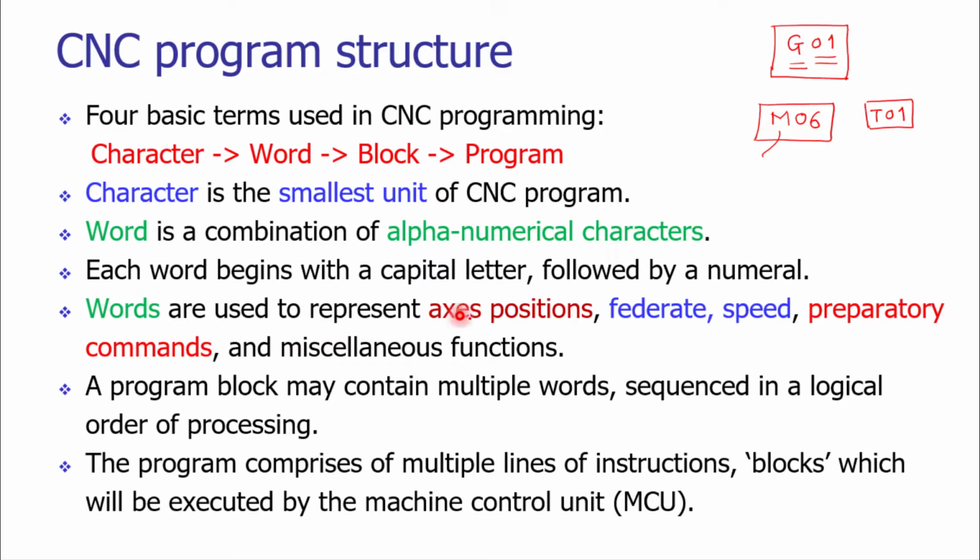The words represent the axis positions, the feed rate, speed, the preparatory commands and the miscellaneous functions. The G commands are the preparatory commands and the M commands are the miscellaneous commands. The multiple lines of instructions, which are considered as blocks, are given to the machine control unit, and the machine control unit will execute these blocks one by one, and the program will be executed.